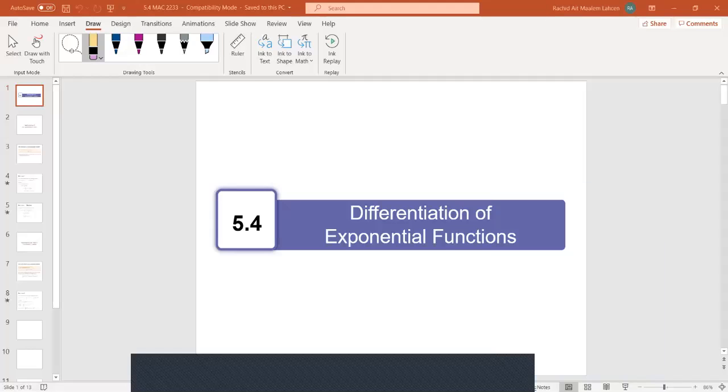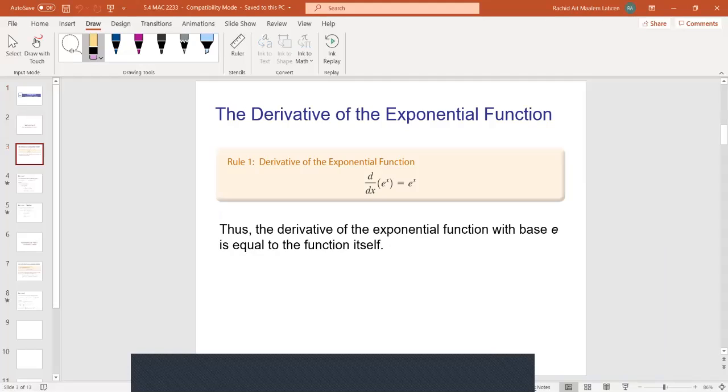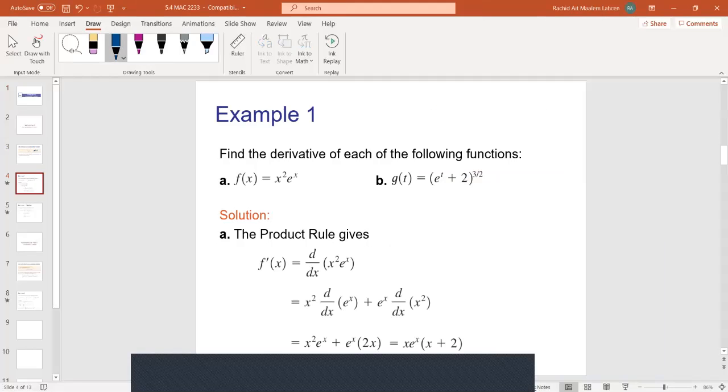Hello, everybody. This section is 5.4, and now we're going to see the derivative for exponential functions. We'll start with rule number one for the exponential function with base e. Its derivative is the same thing. So if you have e^x prime, it is e^x, which means the same as the derivative with respect to x.